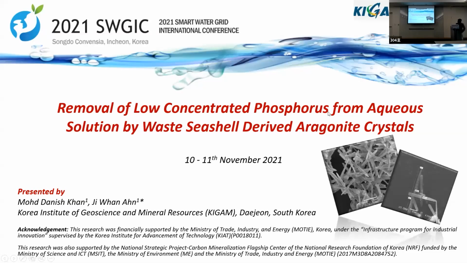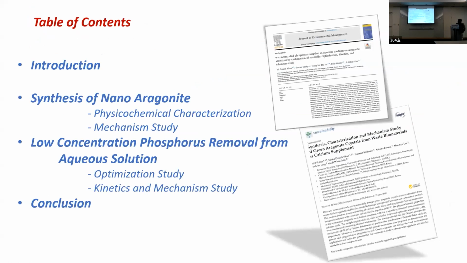All about removal of low concentrated phosphorus from aqueous solution by waste seashell aragonite crystals. And here I'm going to deal with very low concentration of phosphorus, which experimentally means phosphorus was 1 milligram per liter. The table of contents includes the synthesis of nanoaragonite and then the treatment of phosphorus. Response surface methodology was used to statistically analyze the experimental parameters.